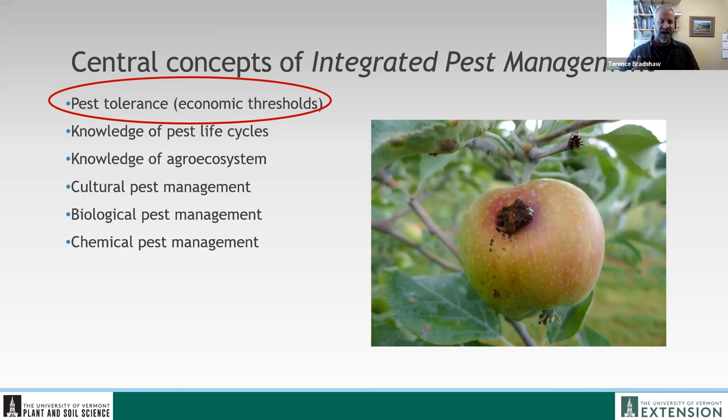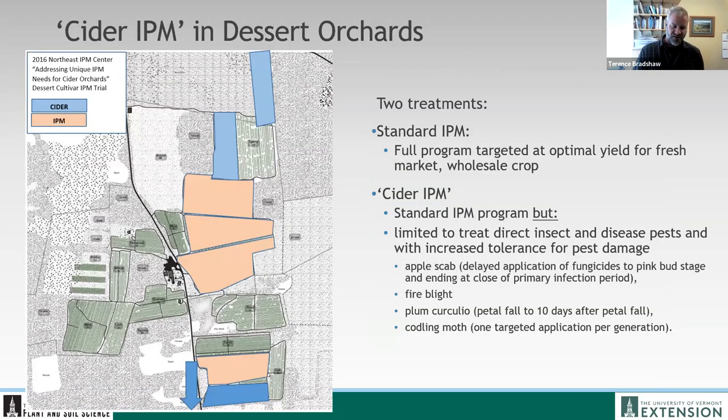And so he said, how much can I push the limit for this particular crop to see if I can cut back my sprays without these things all rotting on the tree? So, a good sized farm, we blocked out what we call cider IPM and standard IPM. The standard was a full program trying to hit fresh market. And then there was this reduced program where we basically allowed for some greater tolerance.